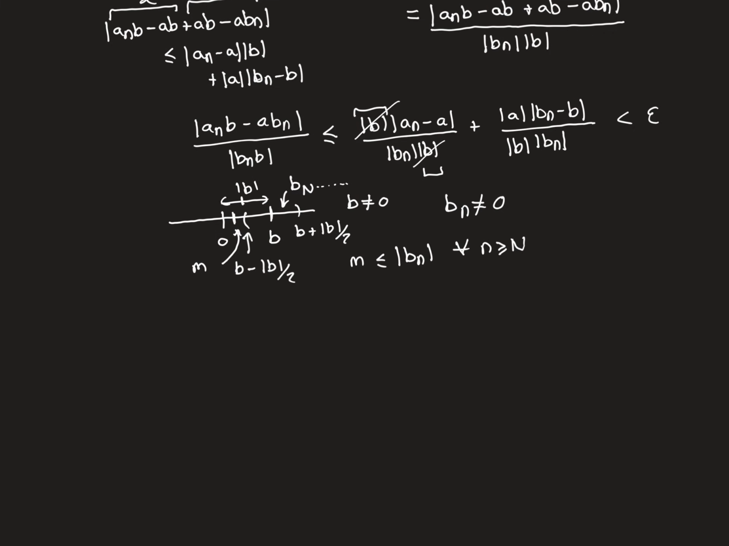So I can replace this then. I can find a little m such that its size is less than or equal to the mod of bn for all n an element of the natural numbers. So that's because of the fact that this sequence converges to B, B is not equal to 0, and none of the terms of the sequence are equal to 0.